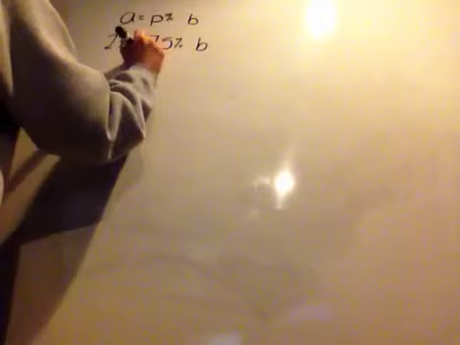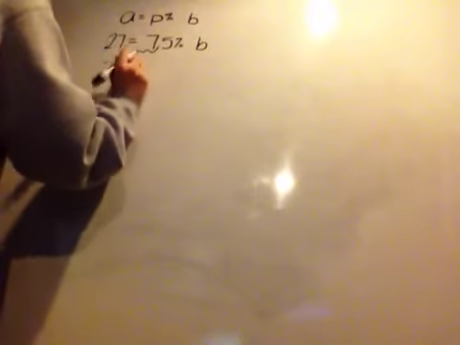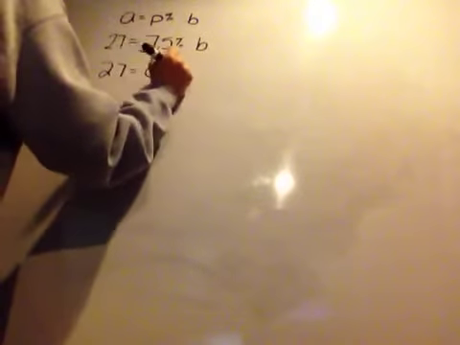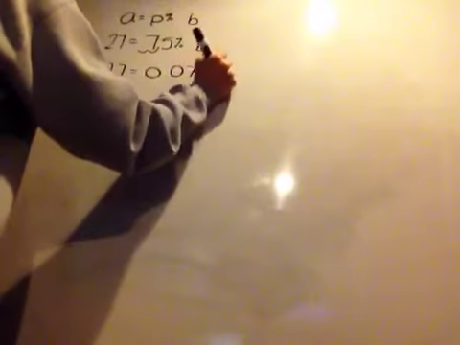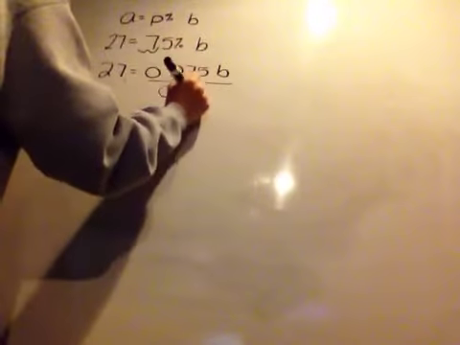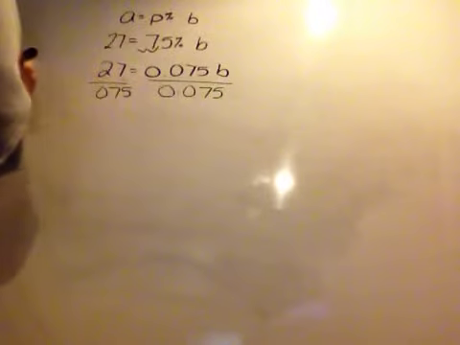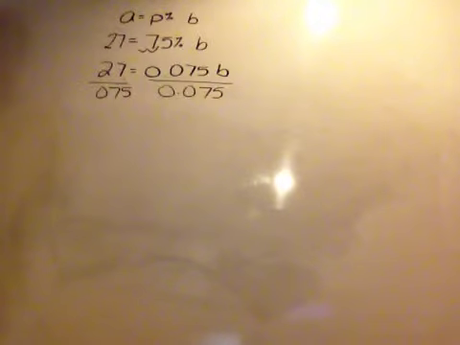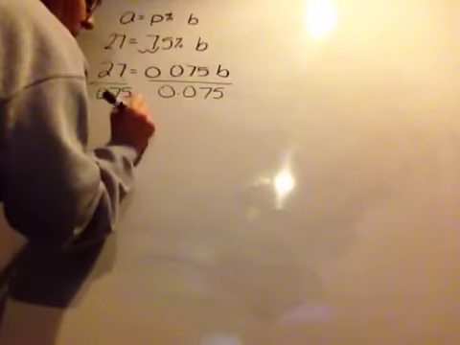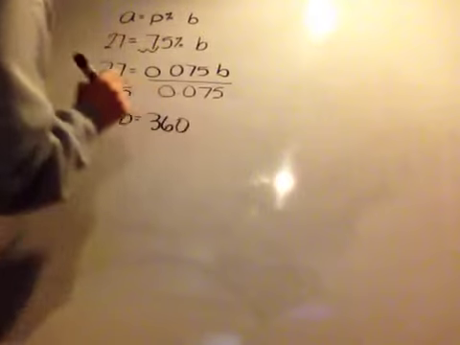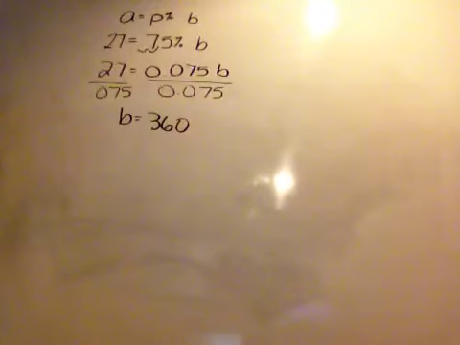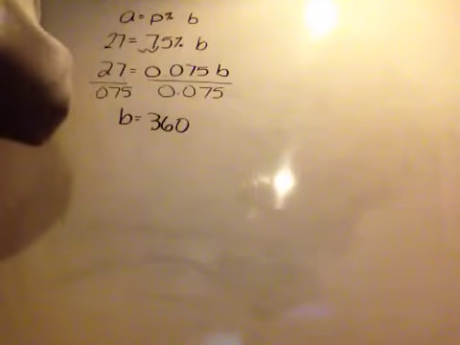We're going to move our decimal point over 2 places. So 0.075 times B, and then we're going to divide both sides by 0.075 to find our answer. And we get our base is 360. So 7.5% of 360 is 27.